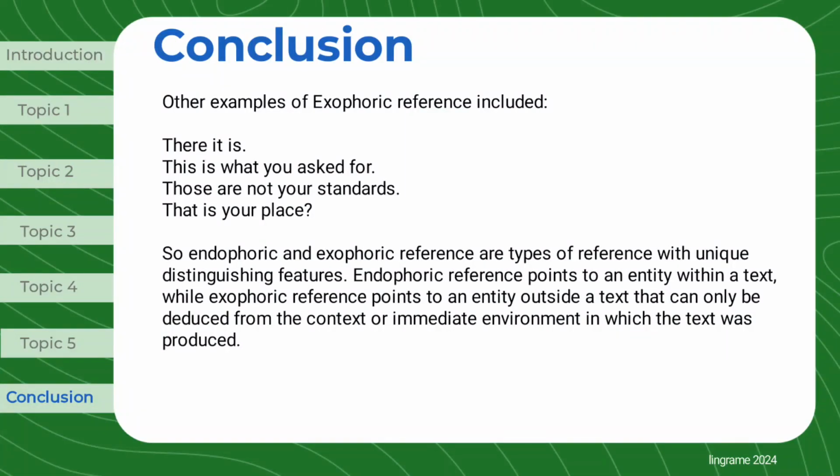Other examples of exophoric reference include, there it is. This is what you asked for. Those are not your standards. That is your place. So endophoric and exophoric reference are types of reference with unique distinguishing features. Endophoric reference points to an entity within a text, while exophoric reference points to an entity outside a text that can only be deduced from the context or immediate environment in which the text was produced.